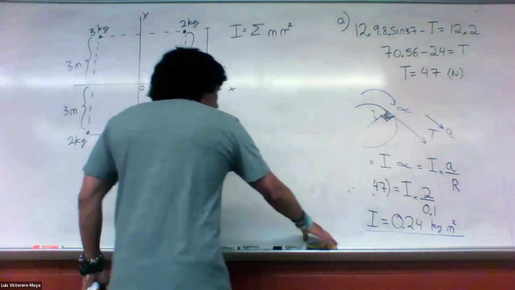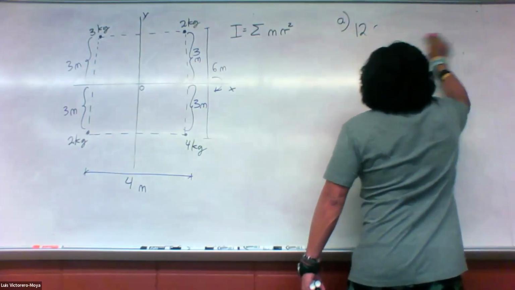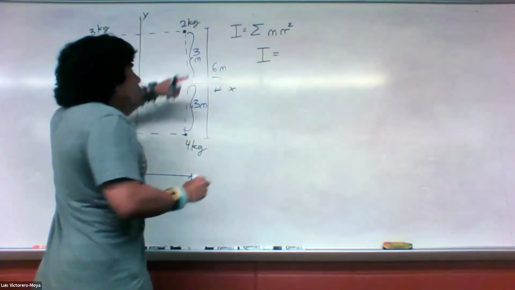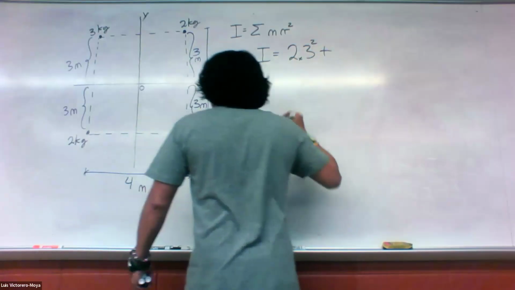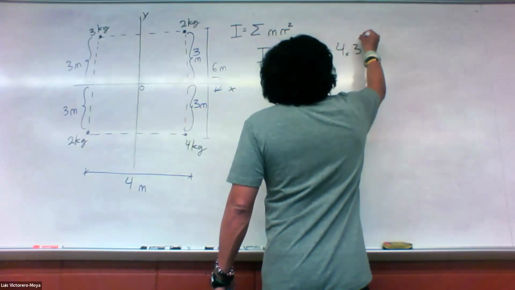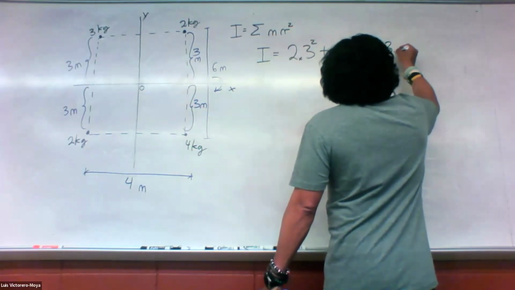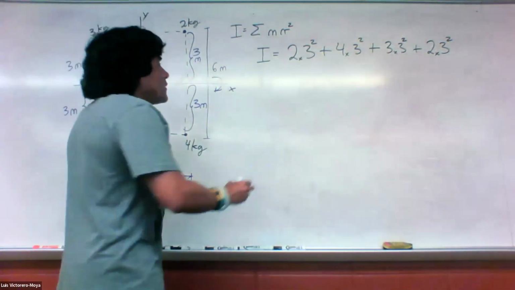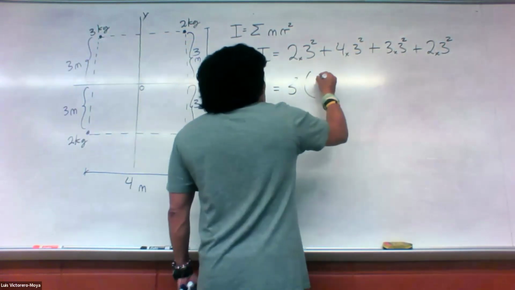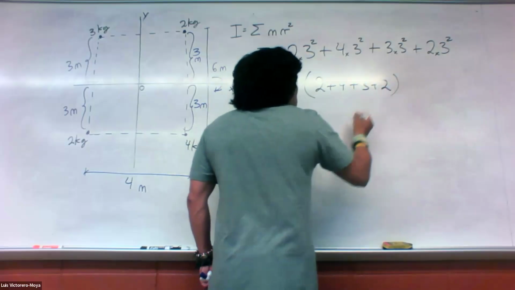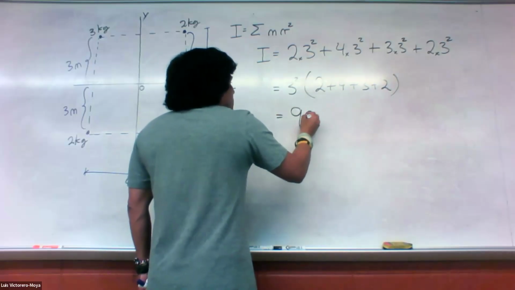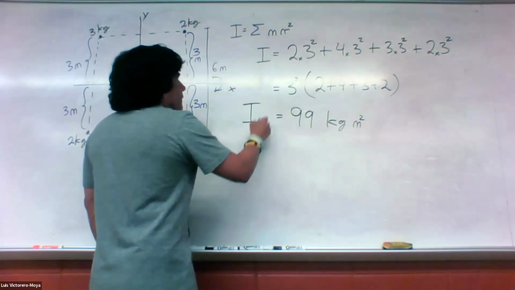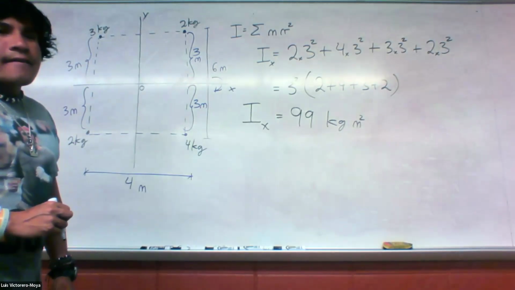Okay? So my I will be 2 times 3 squared plus 4 times 3 squared plus 3 times 3 squared plus 2 times 3 squared. So you can factor 3 squared out, and you have 2 plus 4 plus 3 plus 2. 6, 9, 11 times 9, 99 kilogram meter square. That's the I with respect to the x-axis. We label it like that. Okay.